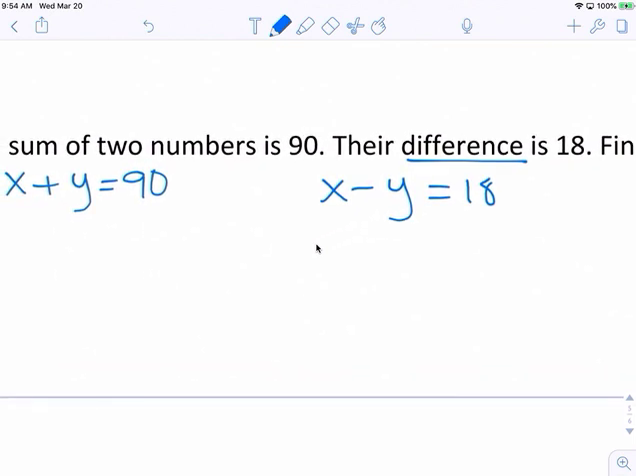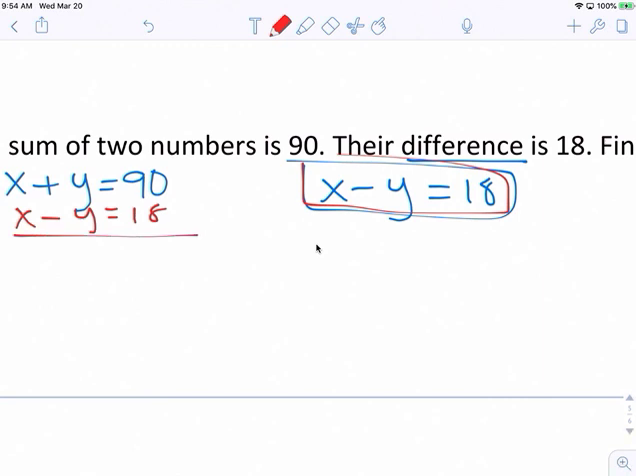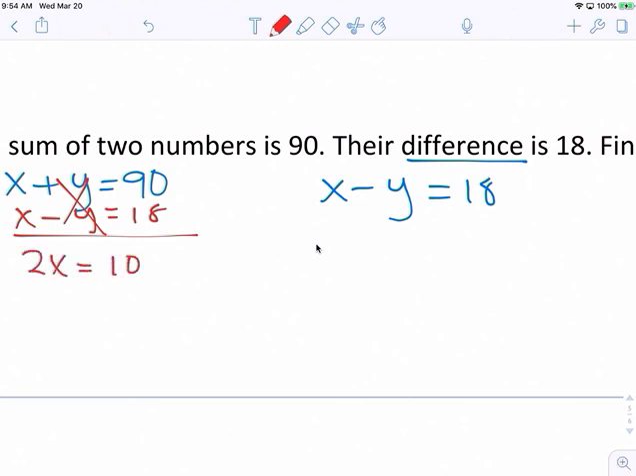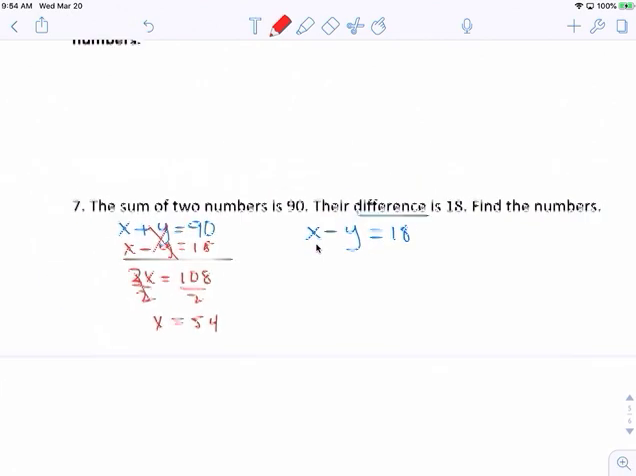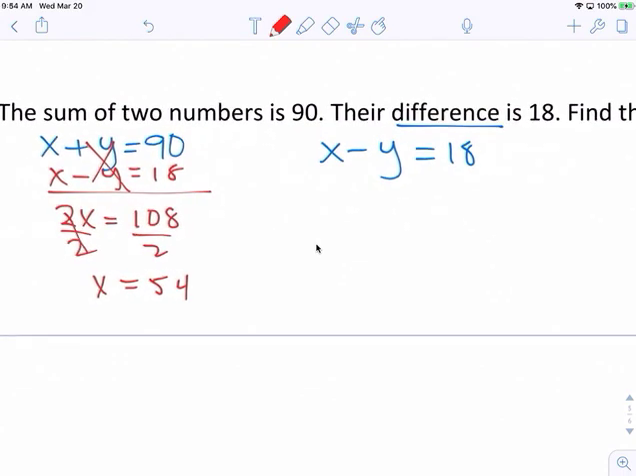So elimination means you take this one. I'm going to do it in red, okay? X minus y equals 18, and eliminate. So you eliminate this, you get 2x equals 108. Divide by 2, divide by 2. X is 54. So one of the numbers is 54.